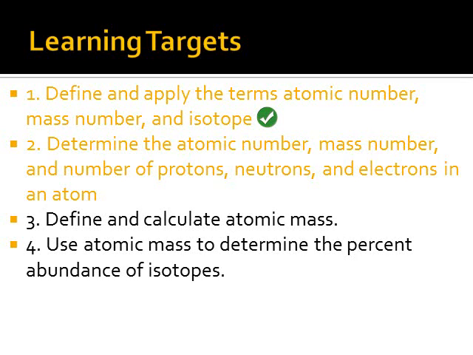Alright, so in this video here we have defined and applied the terms atomic number, mass number, and isotope, and then you have now seen how we would go about determining those values, atomic numbers, mass numbers, protons, neutrons, and electrons, given some of that other information.